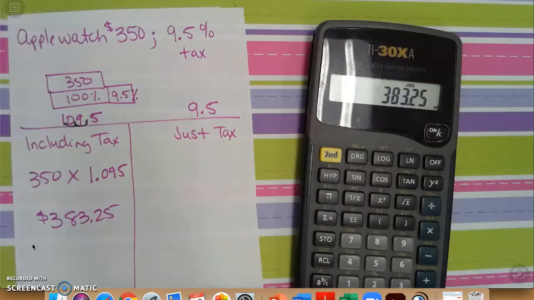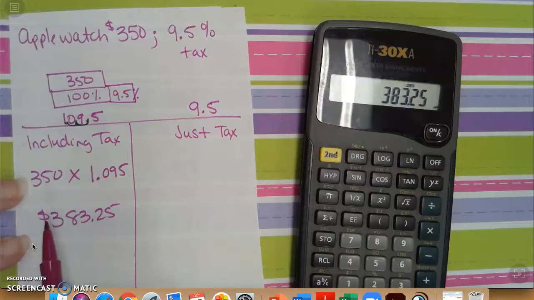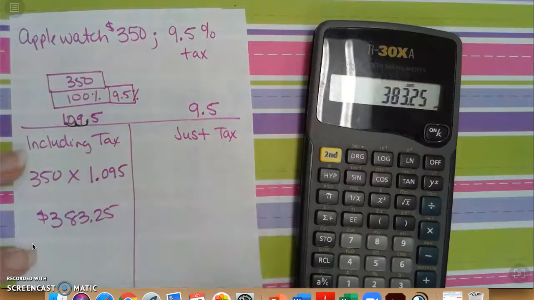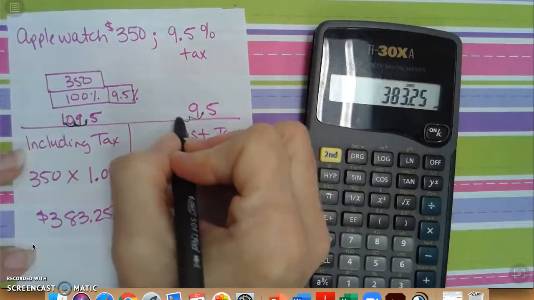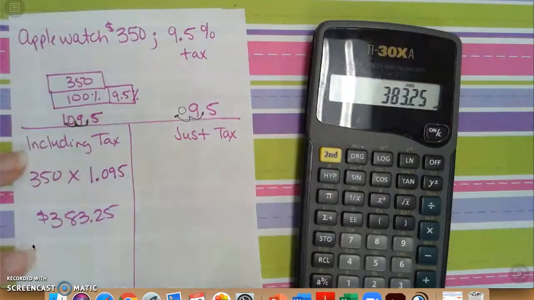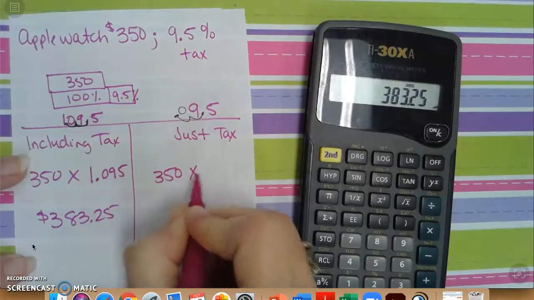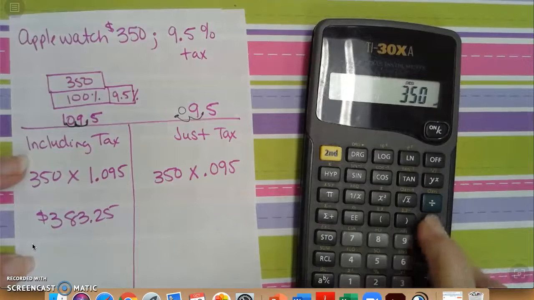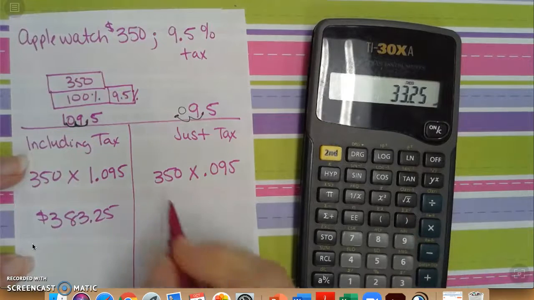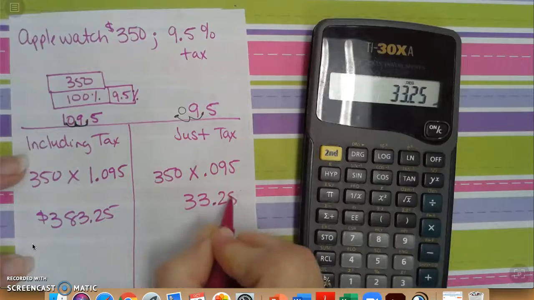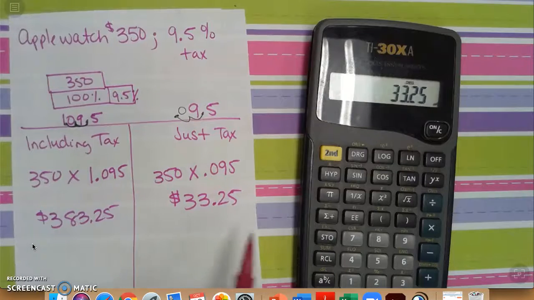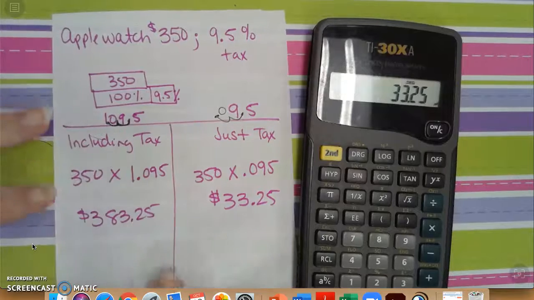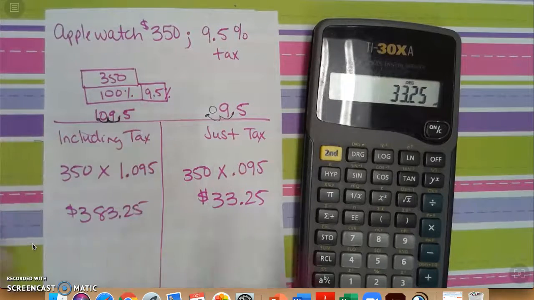But if you're in the grocery store or a department store or somewhere, this is a lot easier to solve than setting up a proportion. So if we move this decimal 2 times to the left, we have to add a 0 this time. So we got our 350 for our watch times 0.095. So 350 times 0.095 is 33.25, which would be just the tax. So just the tax, we only look at the percent of the tax. And for the whole thing, we would look at the 100% plus the tax.